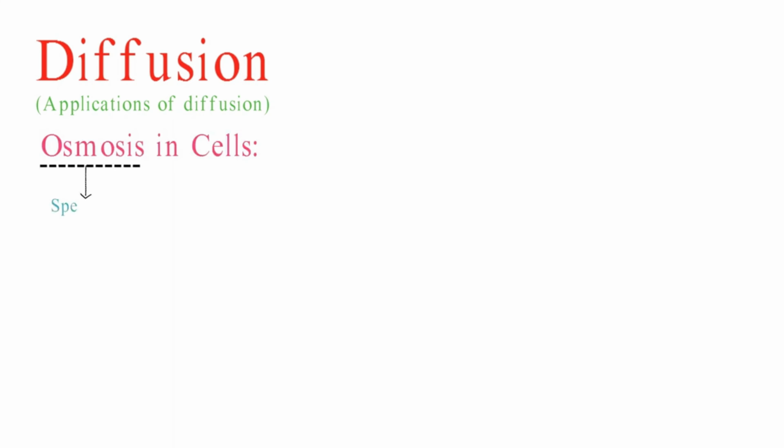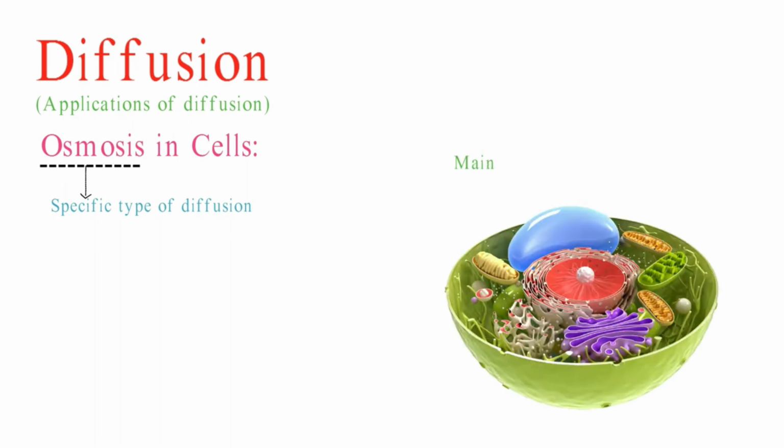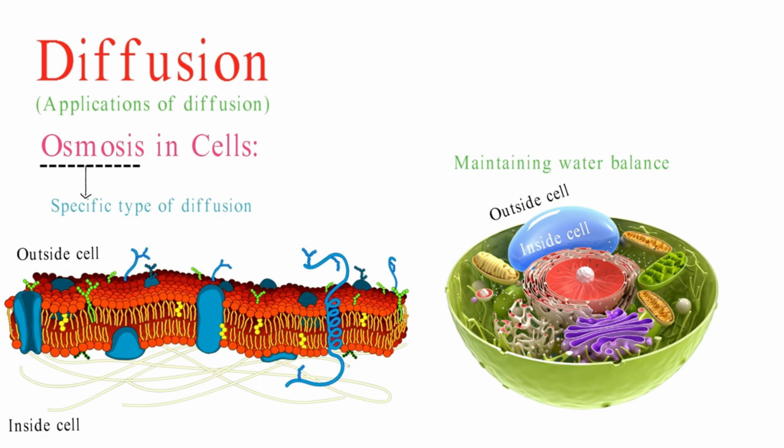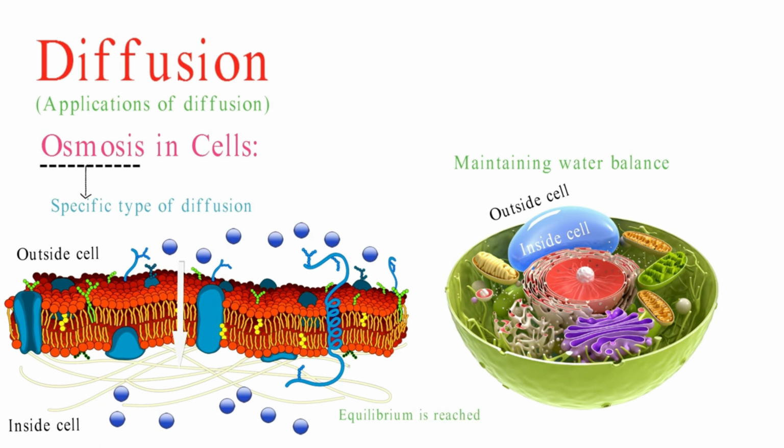Diffusion plays a crucial role in various biological processes, as it allows for the movement of molecules and ions within living organisms. Here are some examples of diffusion in biology. Osmosis is a specific type of diffusion involving water molecules. It's crucial for maintaining the balance of water inside and outside of cells. Water will move through cell membranes from areas of lower solute concentration to higher solute concentration until equilibrium is reached.